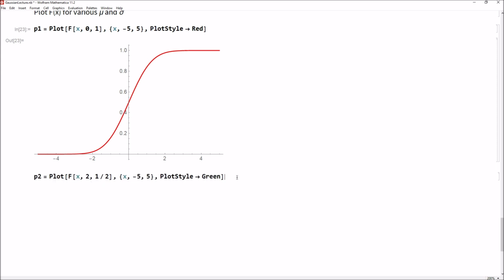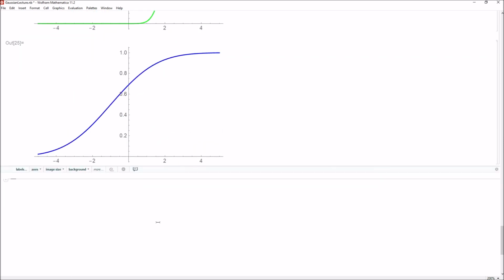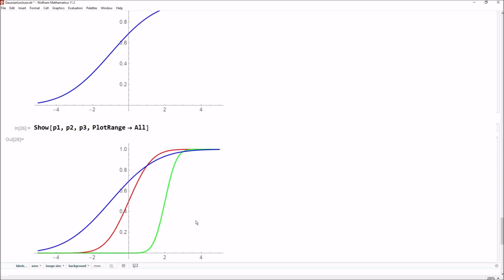Okay, and then I think we made a blue one earlier, which was a mean of -1 and a standard deviation of 2. I think that was, okay, red, green, blue. Okay, there we go. Here's all of our different Gaussian cumulative distribution functions, and again, let's plot them all together. So I'm going to show P1, P2, P3, plot range, all just so we can see what they all look like together. Okay, so here we go.